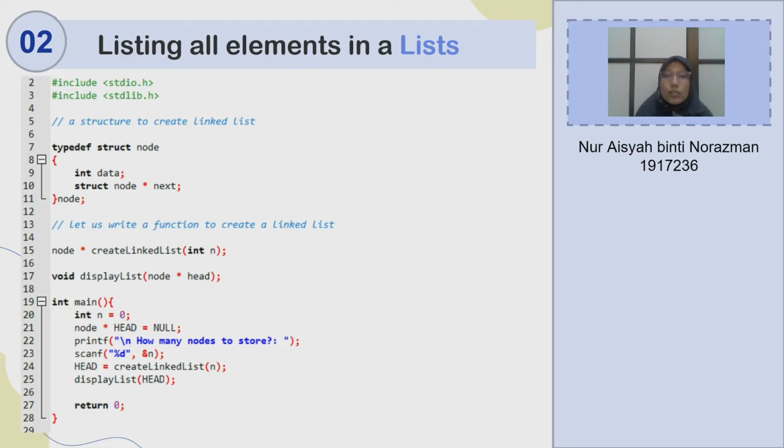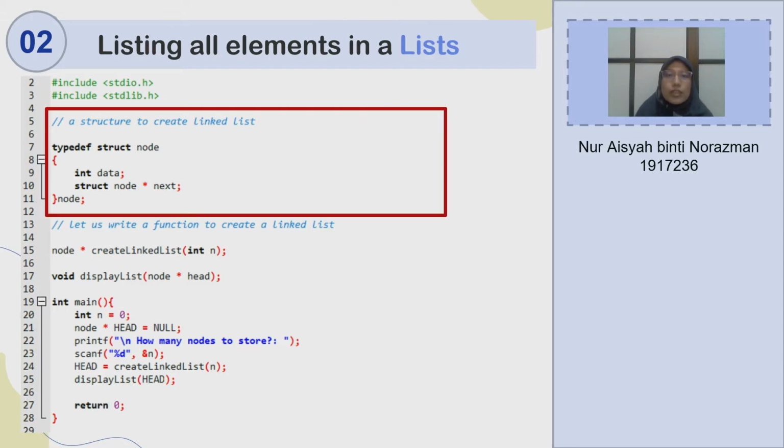The second coding is made using C language. We will create a linked list with n number of nodes and display it. Here we use typedef struct node, because we want to rename this structure as node, and we will not use struct node all the time.